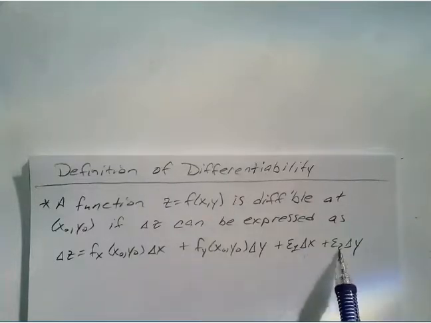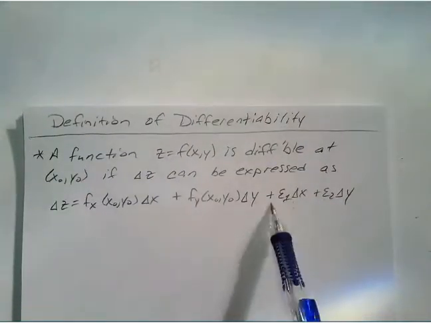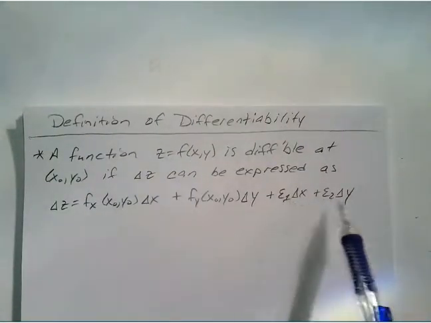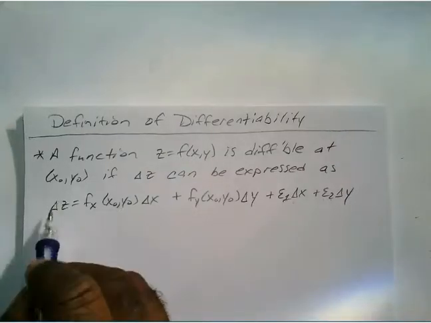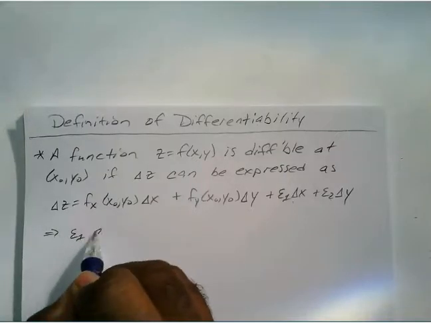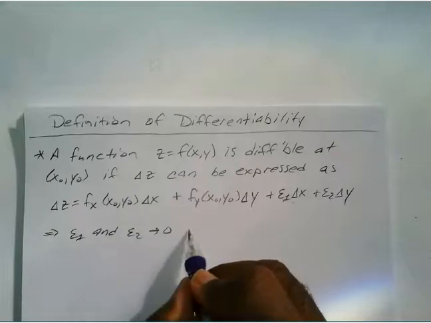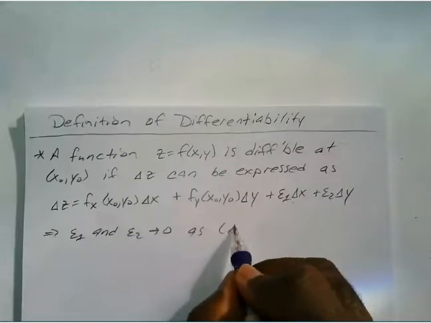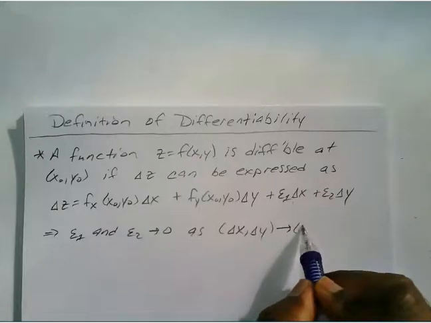And really those are mostly used for any errors. So unless you're talking about a problem where they ask you about the error, you really will rarely use those. Okay, so epsilon 1 and epsilon 2 approach 0 as the point delta x, delta y approaches 0, 0.